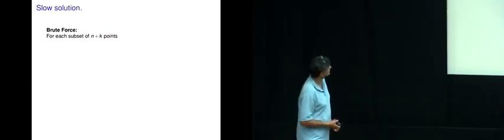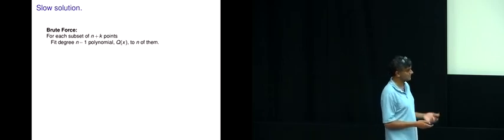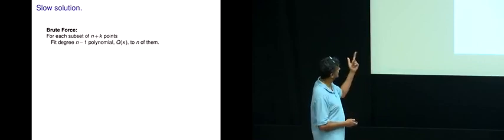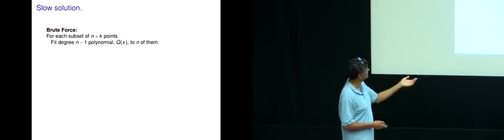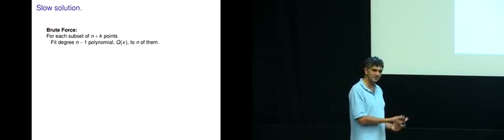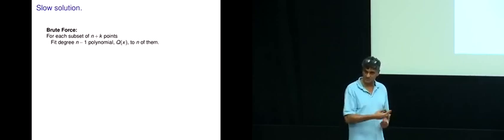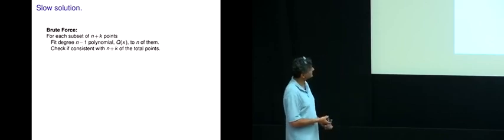Now the slow solution is: for each subset of n plus k points, you fit a degree n minus 1 polynomial Q of x to n of them. I think your solution is actually faster, but I did the slower one. We know how to fit a polynomial to any n points. We can use either Lagrange interpolation or this linear system. Either one will work. Then you check if it's consistent with k more.